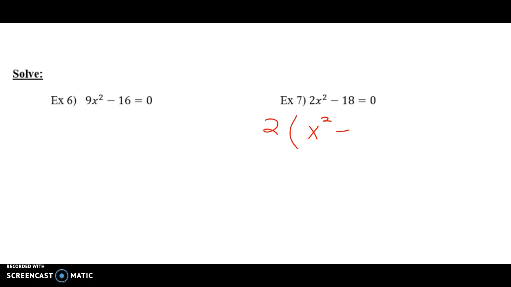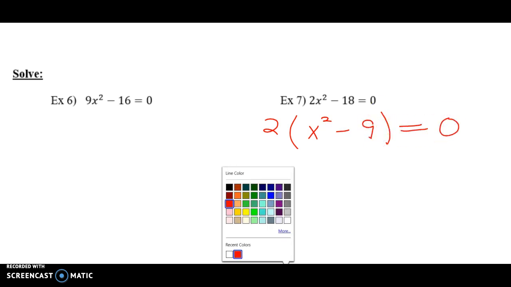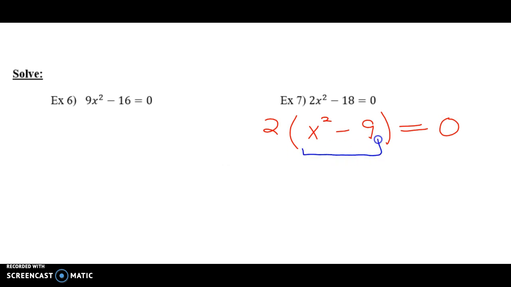X squared and 9. X squared minus 9. And this is a difference of 2 squares, right? What times what is x squared? X. What times what is 9? 3. So 2 is out front. We do our little shortcut, x plus 3, x minus 3. Now we've talked about this before.